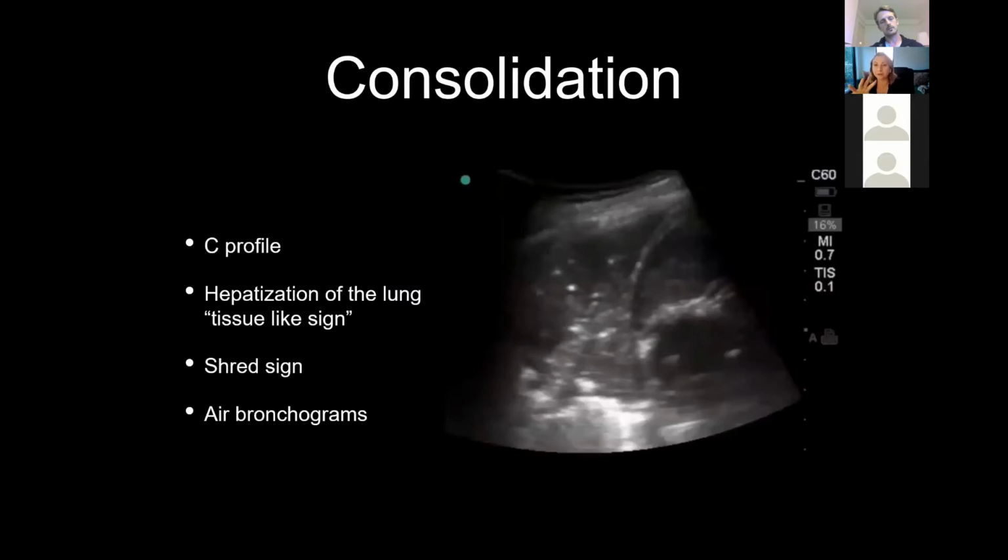And finally, actually, you've got two other things: consolidation on ultrasound, and we see hepatization of the lung, so a more tissue-like appearance of the lung.